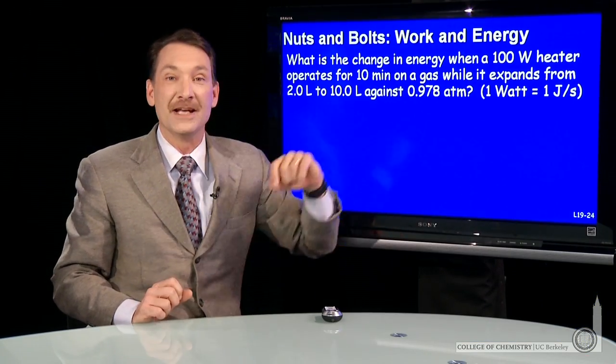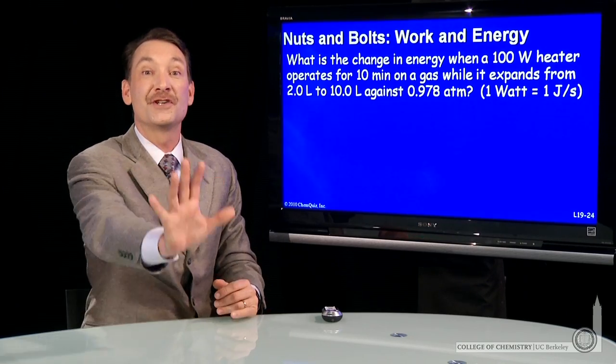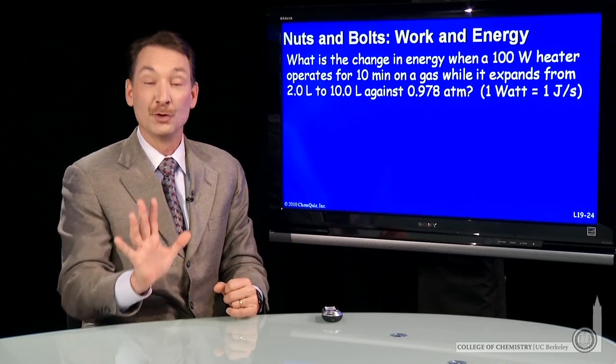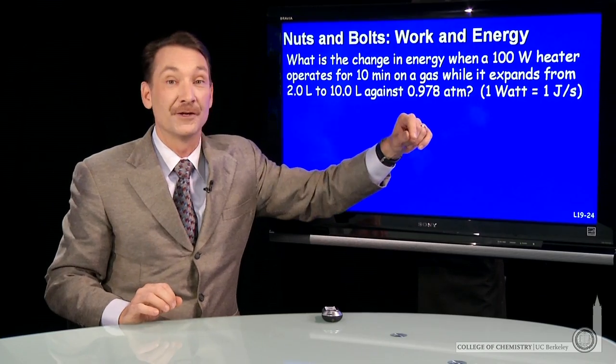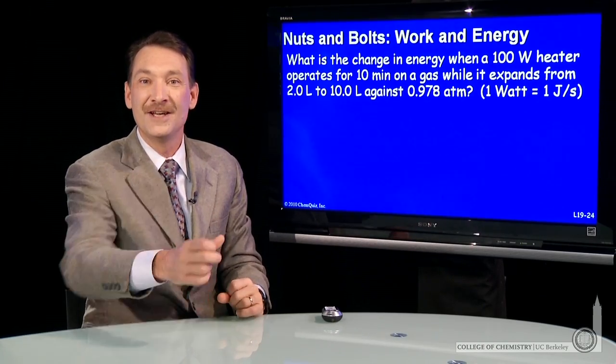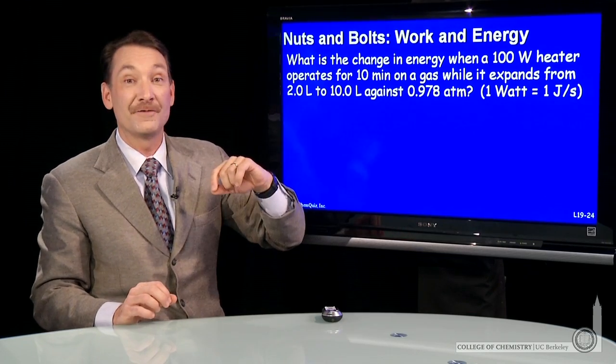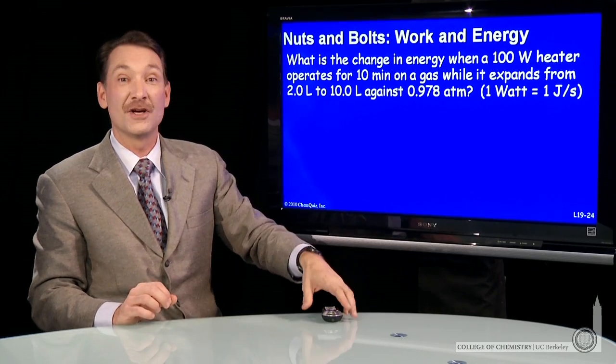Well, we have a new unit here, watts, and that's a unit of power. How much energy is transferred per second? How many joules of heat per second are transferred? So a 100-watt heater can transfer 100 joules of heat to a system for every second. So it's going to operate for 10 minutes while the system does work.